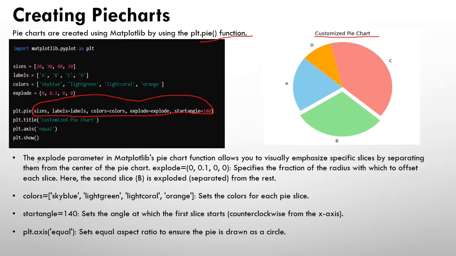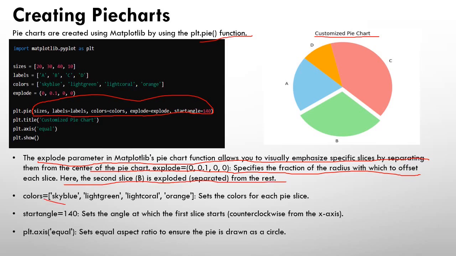Here, the explode parameter allows you to visually emphasize specific slices by separating them from the center of the pie chart. Explode 0, 0.1, 0 specifies the fraction of the radius with which to offset each slice. Here the second slice B is exploded from the rest.